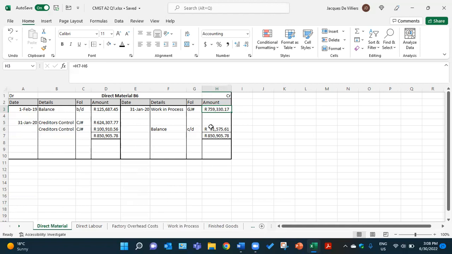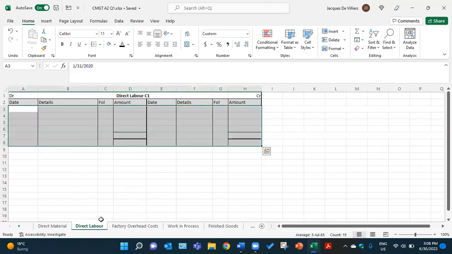Okay. Now we do not just leave it there, as was the case in the previous financial year. We now have to bring it down. And if I had a balance of 91,575.61 at 1 minute to midnight, I will still have the same balance at 1 minute past midnight. So I can simply put in the same amount. Okay, and now I have completed my direct material general ledger. Okay, and so I move on.